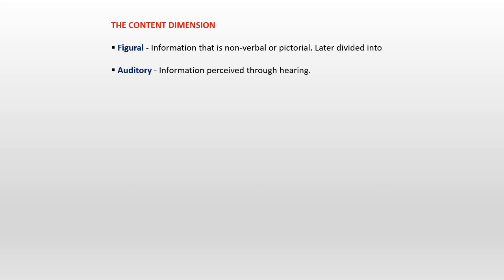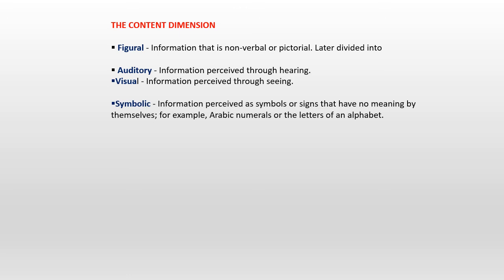Next, we have the content dimension. Here it is the figural one first. Information that is non-verbal or pictorial is regarded as figural. Whatever operation the brain has done, there is certain information inside our brain. This information, how we process it, and what kind of materials or information are in the brain. This figural information is later divided into auditory and visual. Auditory is the information perceived through hearing. Visual is the information perceived through seeing. So you can just remember auditory and visual.